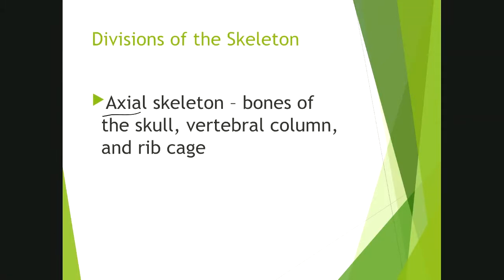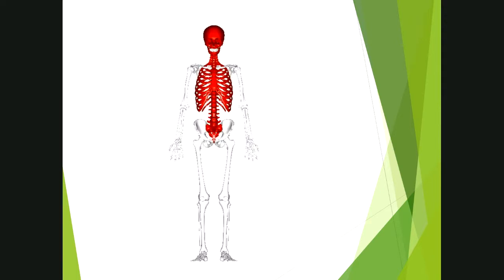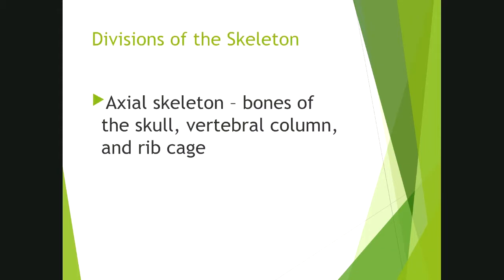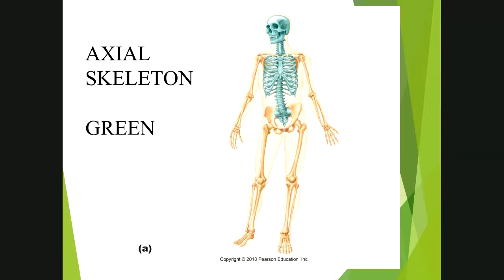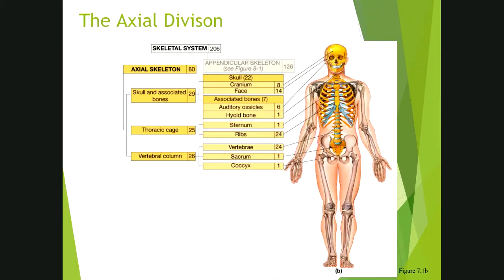And the axial skeleton includes the skull, the vertebral column, and the rib cage. And if you count all of those bones, it's 80 bones. And so when we look at it, again, 80 bones. And so those are, again, the bones of the skull, the vertebral column, and the rib cage.